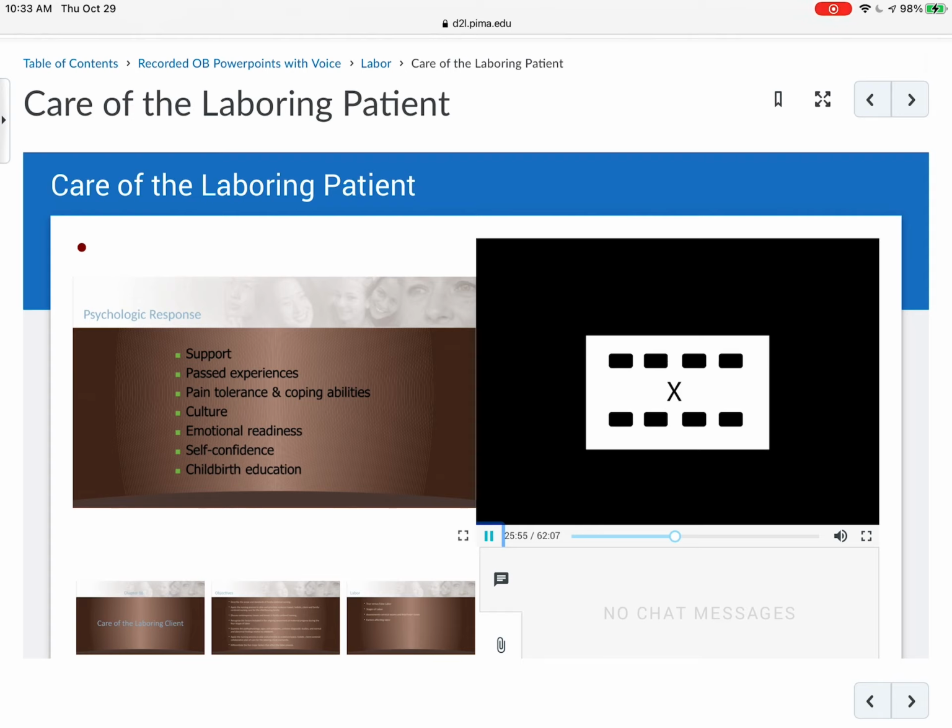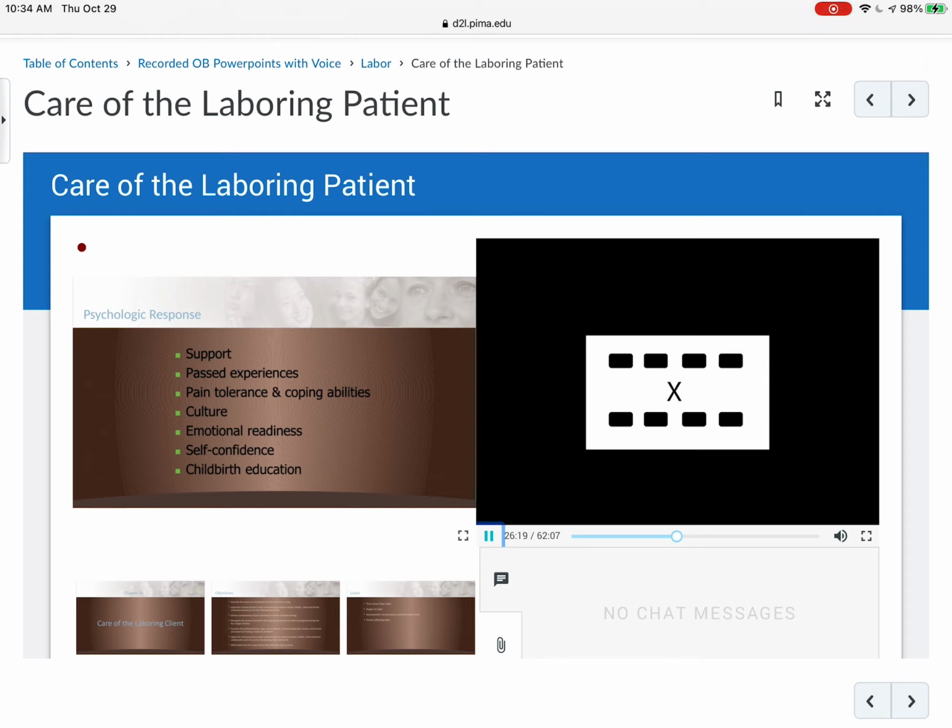Has she come prepared from childbirth education classes? Does she know breathing, relaxation? Does she know the importance of the breath, different positioning, massaging? And even if she hasn't had childbirth education classes, we as nurses can help the support person and the patient cope with the pain in a very positive way.